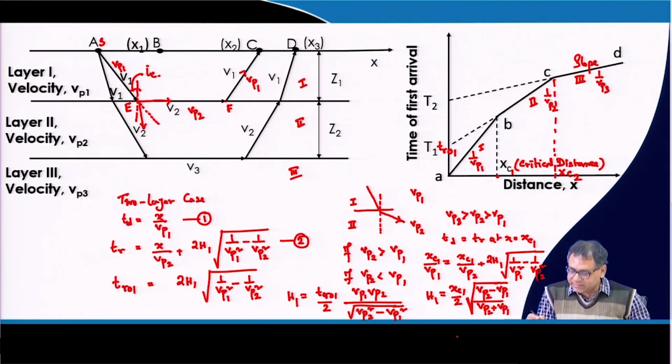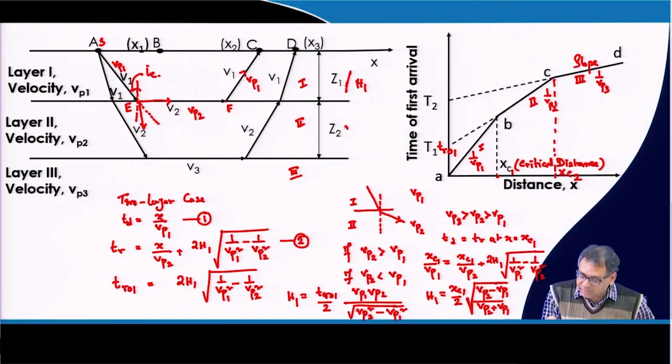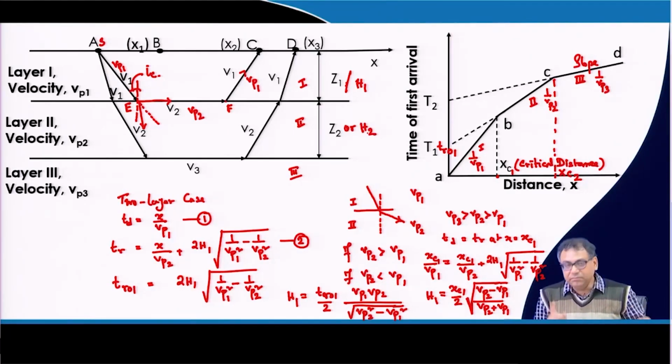So, h1 is the thickness of the first layer, you can say z1 or h1, here also z2 or h2. Next class I will discuss the 3 layer case, because this is the 2 layer case I have discussed. In the next class I will discuss the 3 layer case. Thank you.